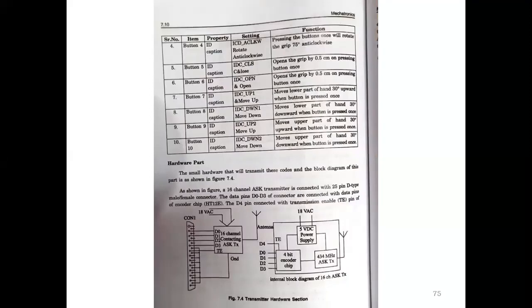Okay, so next, the hardware part. In this hardware part, the small hardware that will transmit these codes, and the block diagram of this port is shown. The 16 channel ASK transmitter is connected with the 25 pin D type male female connector. The data pins D0 to D3 of the connector are connected with the data pins of the encoder chip ST12E. The D4 pin is connected with the transmission enable pin of the encoder. Okay, this is the connection.